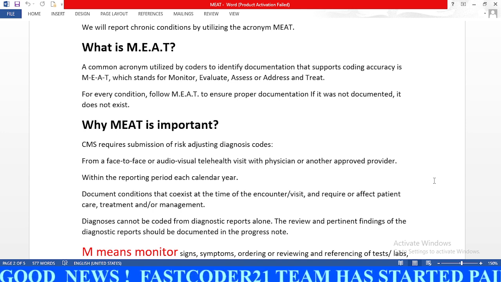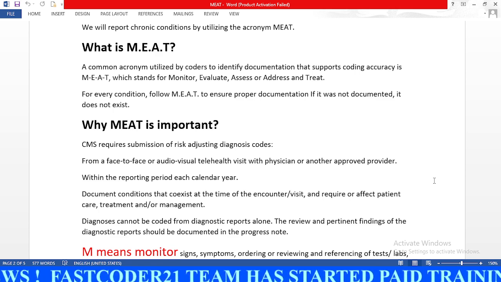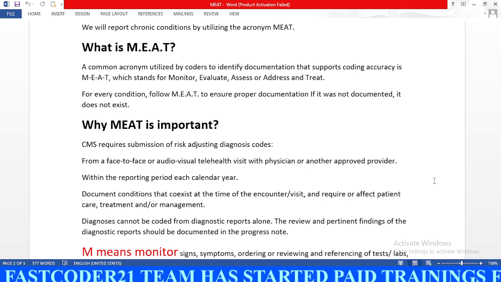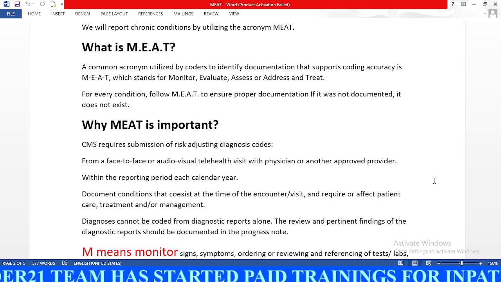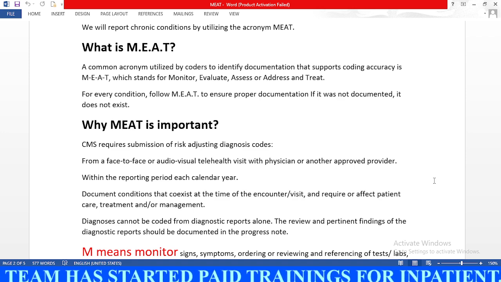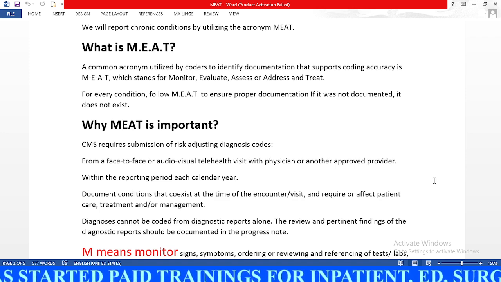If it was not documented, it does not exist. As a coding rule, we all know that if the condition is not documented, it does not exist. So if we find the documentation, we can report. Otherwise, we can't report that condition.